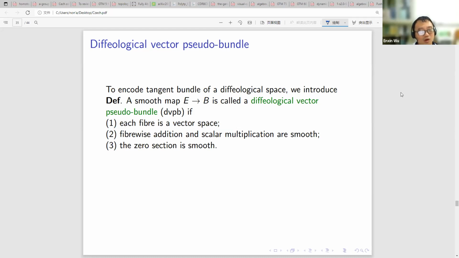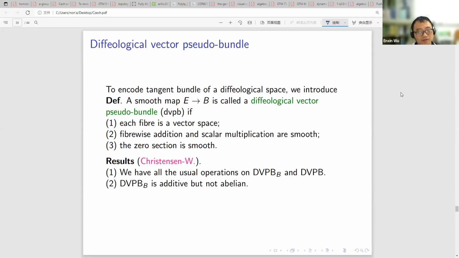And moreover, you want the fiber-wise addition and the scalar multiplication to be smooth. It's very natural, right? And another condition, you want the zero section to be smooth at least. You might not have other meaningful sections, but at least you need the zero section to be smooth, right? In particular, this would imply B is a quotient space of E. In particular, this third one, okay? So you can compare with the classical definition of bundle. We just get rid of the local triviality.